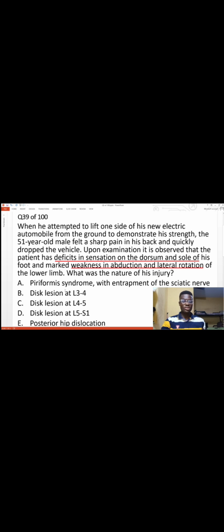A. Piriformis syndrome with entrapment of the sciatic nerve. B. Disc lesion at L3, L4. C. Disc lesion at L4, L5. D. Disc lesion at L5, S1. E. Posterior hip dislocation.